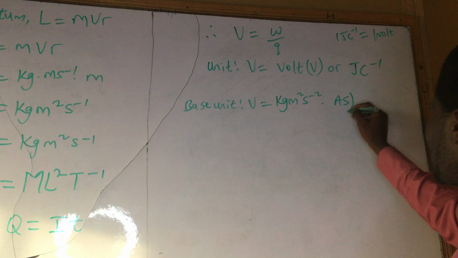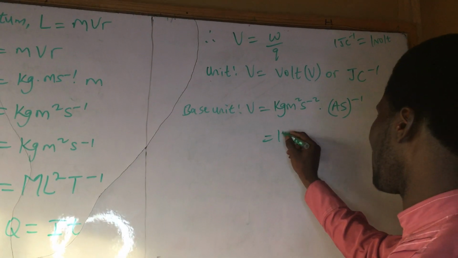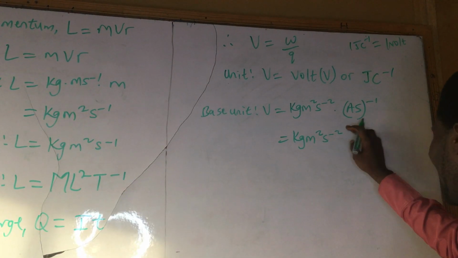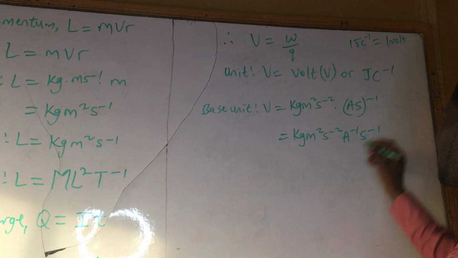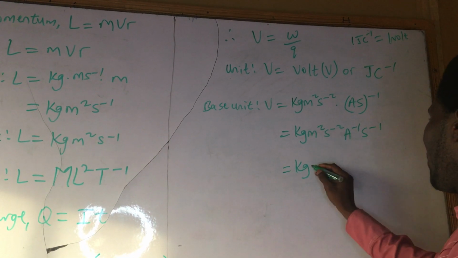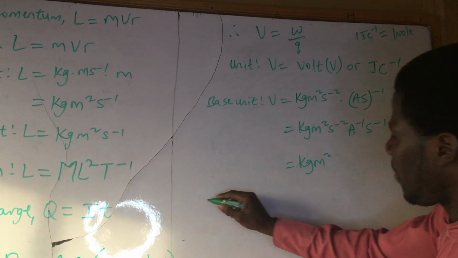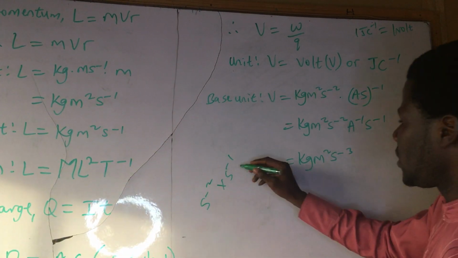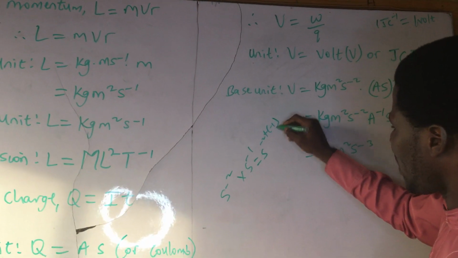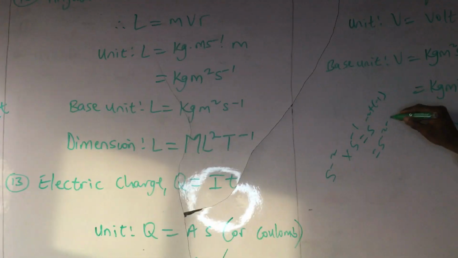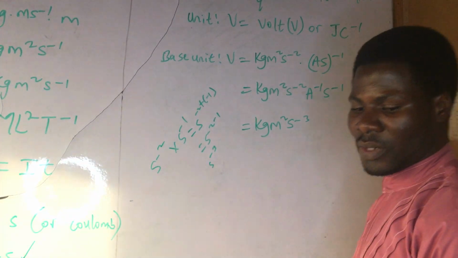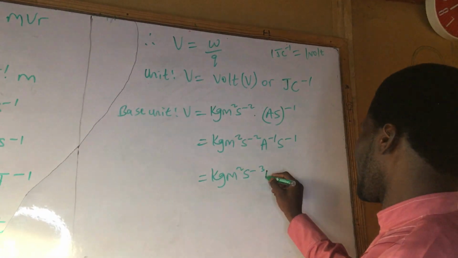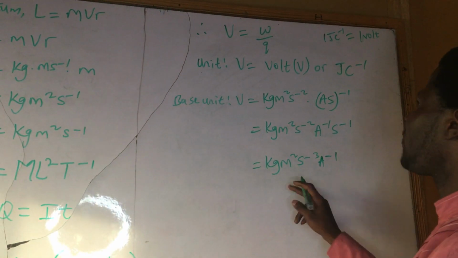Since it is per coulomb, we have power of minus 1. Okay? So we have kilogram meter square per second square. The power will affect the content of the bracket one by one. So we have A raised to power minus 1, S raised to power minus 1. So we have kilogram meter square. Seconds, there are 2. Per second square times per second will give us S raised to power minus 3 from law of indices. You take the base, add the power. Minus 2 plus minus 1. That will give us minus 2 minus 1, which is minus 3. Okay? So we have kilogram meter square S raised to the power minus 3, A raised to the power minus 1. That becomes the base unit of potential difference.